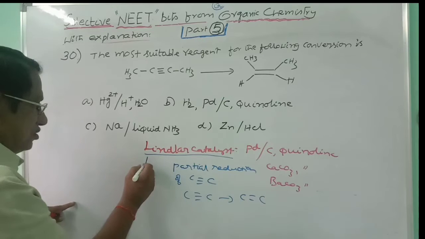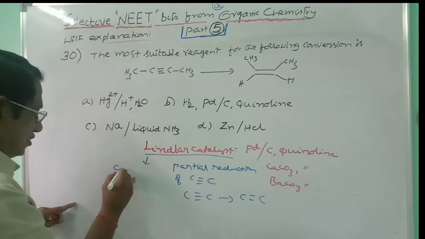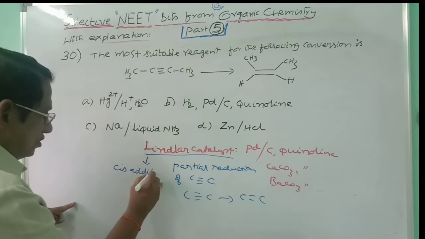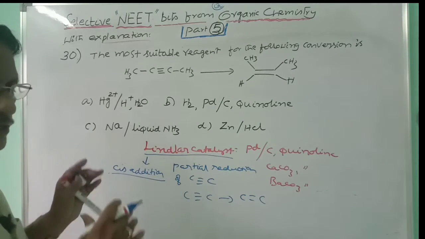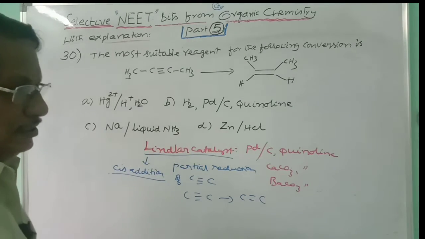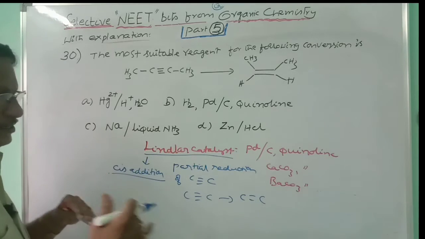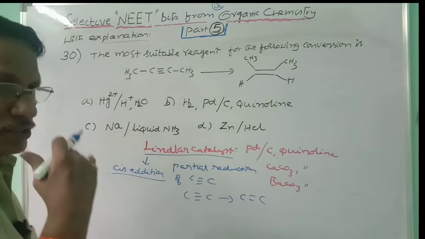When Lindlar catalyst is used, it gives you cis addition. That means hydrogens will be added to the C double bond C on the same side. They will be added to the same side.